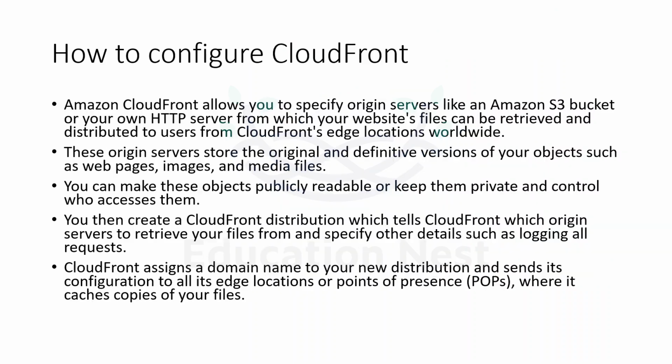So how does this work? How to configure it? The first thing that you have to do is that Amazon CloudFront will allow you to specify the origin servers. So what is your origin server? Is it S3 or your own HTTP server from which your website files can be retrieved? You have to select that. Once you have selected that, it is distributed to the users from CloudFront's edge locations worldwide.